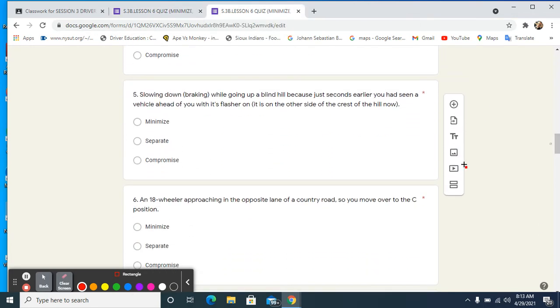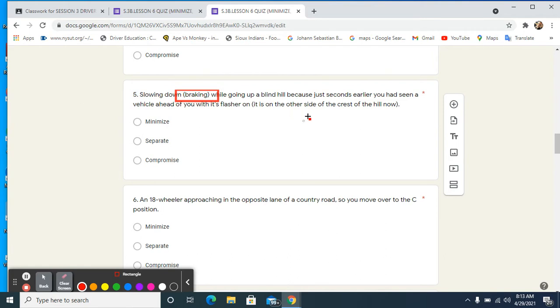Number 5, slowing down. Now we have braking, right? So now more dramatic, while going uphill, up a blind hill, because just seconds earlier you had seen a vehicle ahead of you with its flashers on. That means it's hazard lights, right?